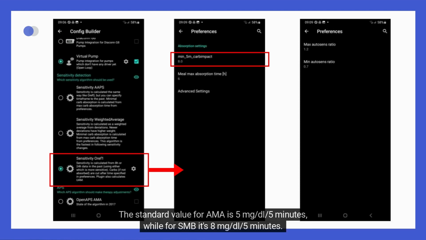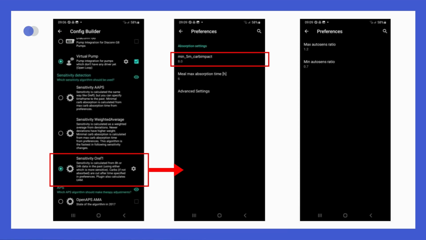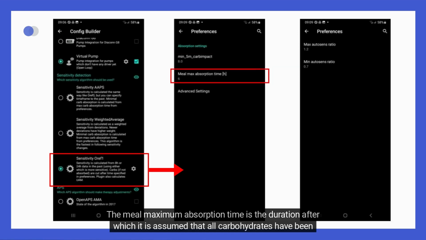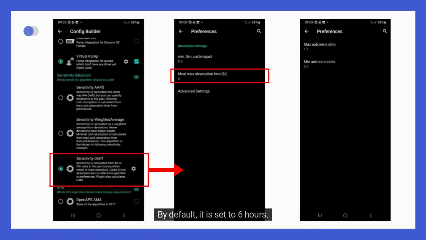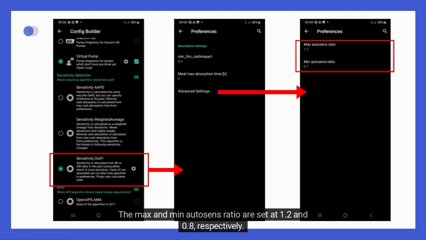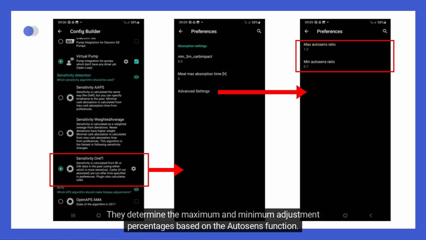The standard value for AMA is 5 mg per deciliter per 5 minutes, while for SMB it's 8 mg per deciliter per 5 minutes. The meal maximum absorption time is the duration after which it is assumed that all carbohydrates have been absorbed. By default, it is set to 6 hours. The max and min AutoSense ratio are set at 1.2 and 0.8, respectively. They determine the maximum and minimum adjustment percentages based on the AutoSense function. This means that the values can be adjusted by a maximum of 120% and a minimum of 80% using AutoSense.